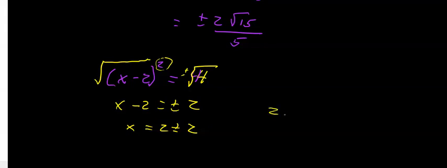That means 2 plus 2, 4, and 2 minus 2, 0. Here, you can give me the actual numbers. When you can do that, you need to do that.